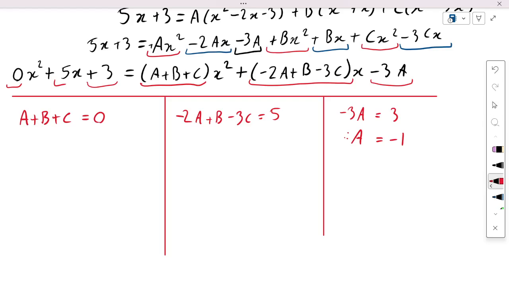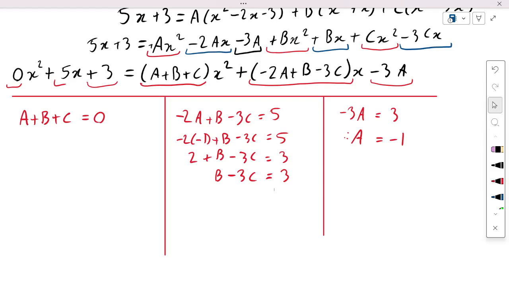So first, let's focus on this equation quickly. We know the value of a, which is negative 1. So we're going to have negative 2 into negative 1 plus b minus 3c is equal to 5. And then we know that this will be equal to positive 2. So it's going to be positive 2 plus b minus 3c. And we need to minus both sides by 2 so that we can get rid of this positive 2 here. So then that means we're going to have 3 on the other side. It's equal to b minus 3c. Great.